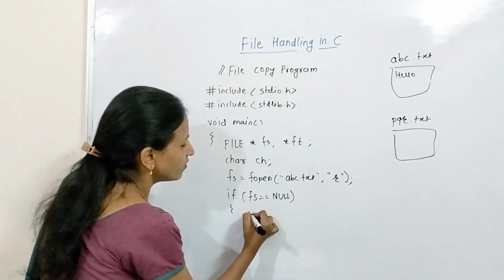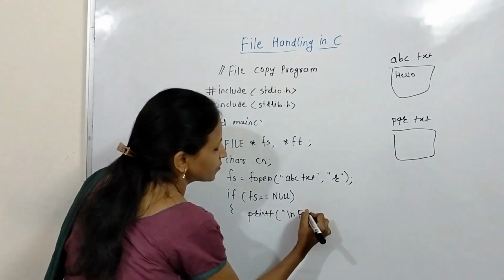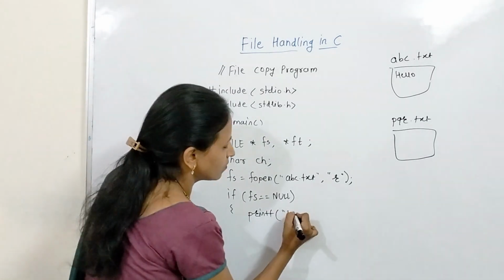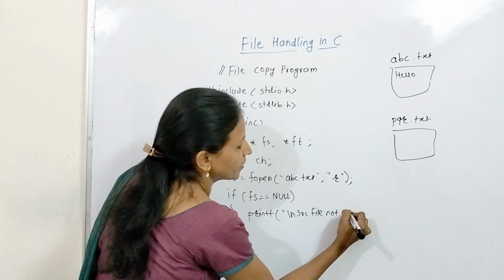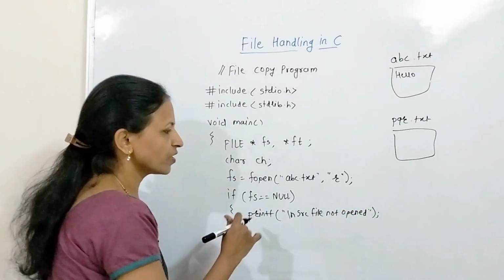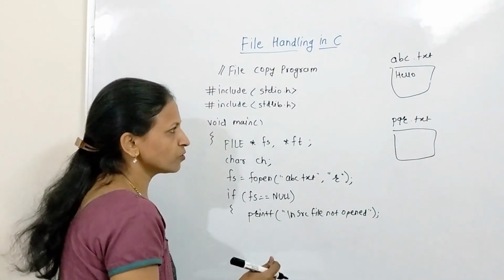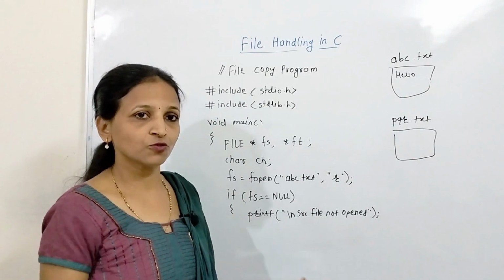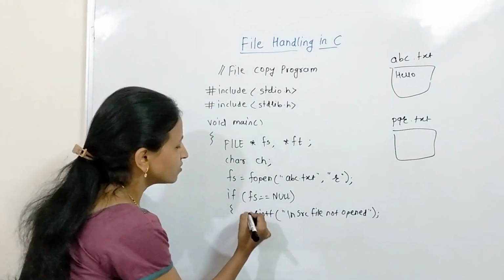How? We will display a message using printf, like "source file not opened" or "cannot open source file". You can write any message here, and we have to stop execution now, because if this file is not present, there is no meaning in going further in this execution. That's why we have to stop here.